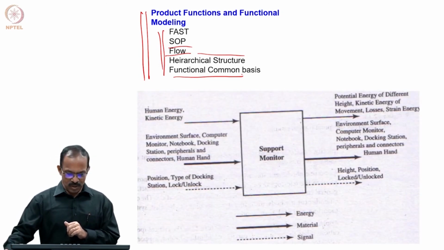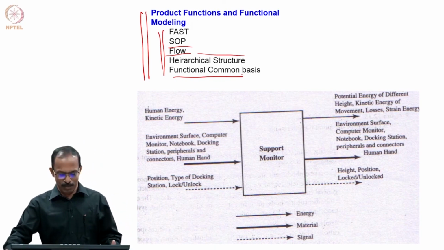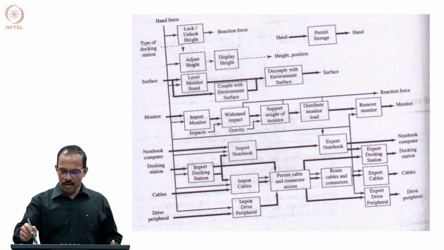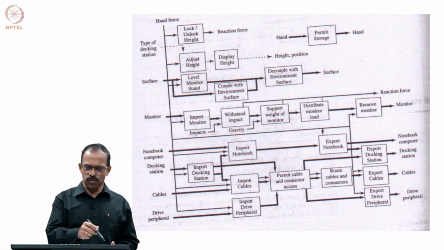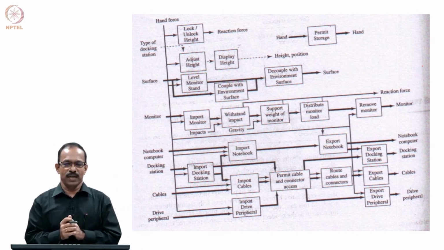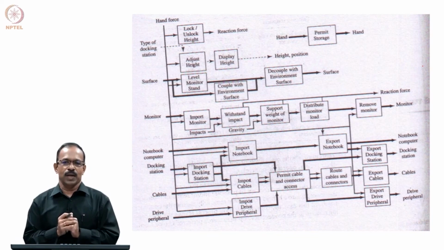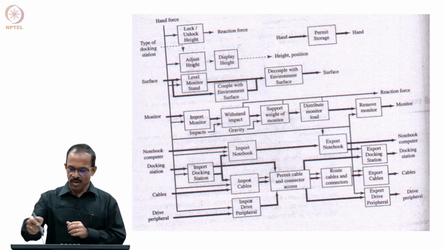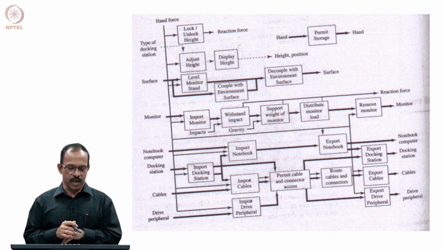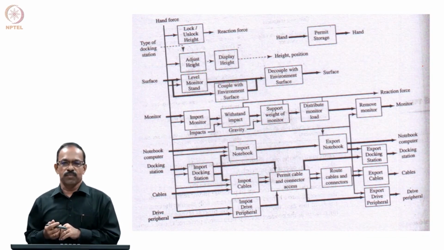And the next stage was this example for the flow method of functional decomposition. It again shows how we do the flow method of decomposition. This is for a product like a monitor stand for a laptop. When you want to use the laptop along with a normal monitor, how can you make a monitor stand for that? So, this actually shows the functional decomposition of that product using the flow method.